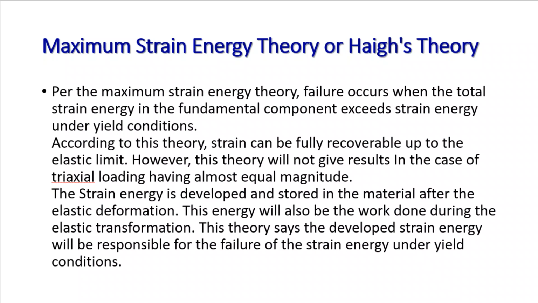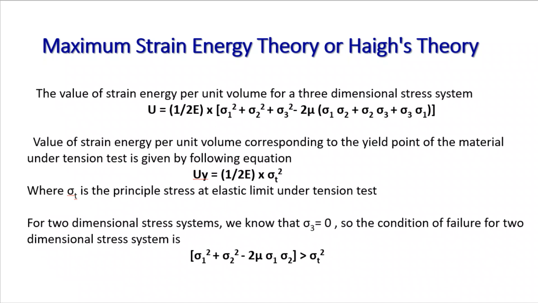Strain energy is developed and stored in the material after the elastic deformation. This energy is also the work done during the elastic transformation. This theory says the developed strain energy will be responsible for failure when it reaches the strain energy under yield condition. The component of interest in this theory is strain energy. How do you get the strain energy for a three-dimensional stress system? Like this.